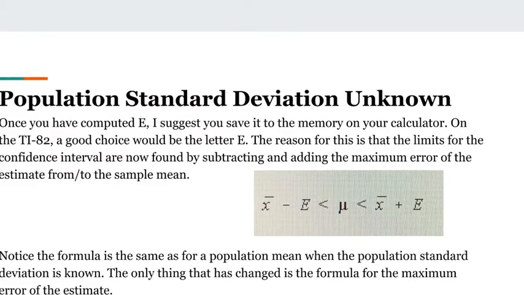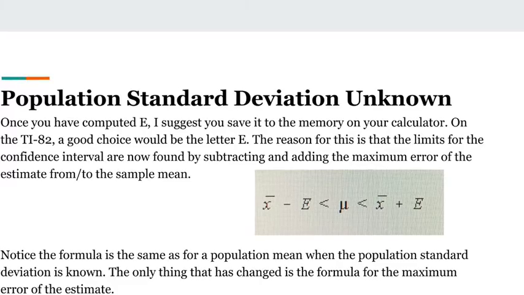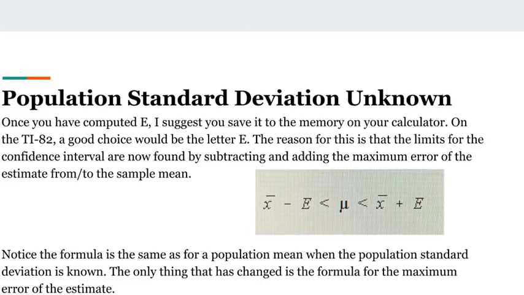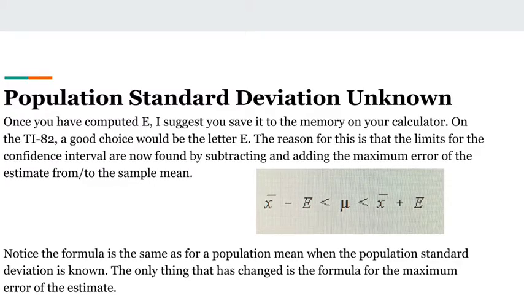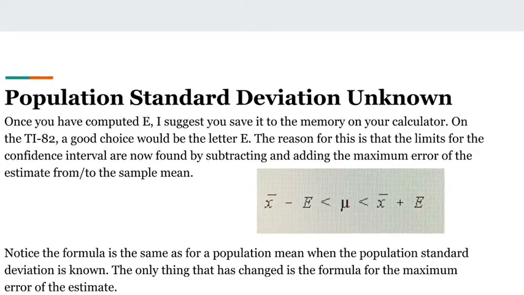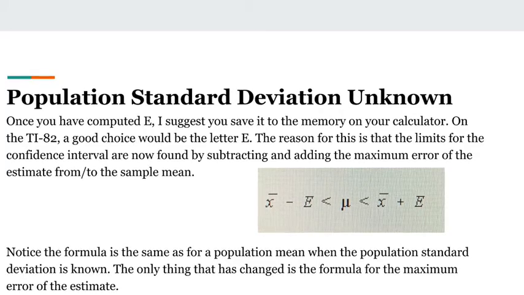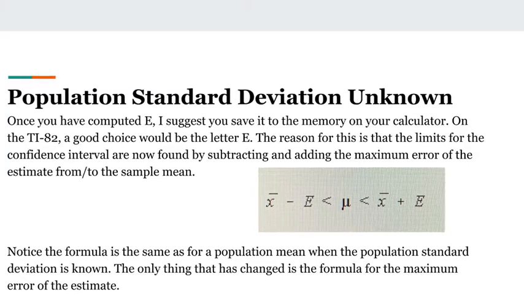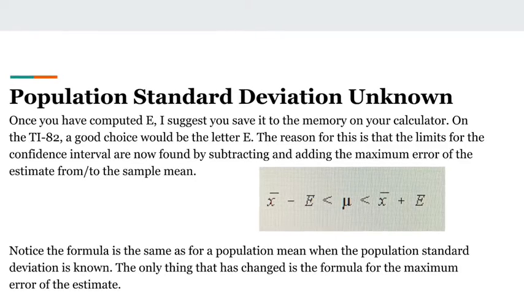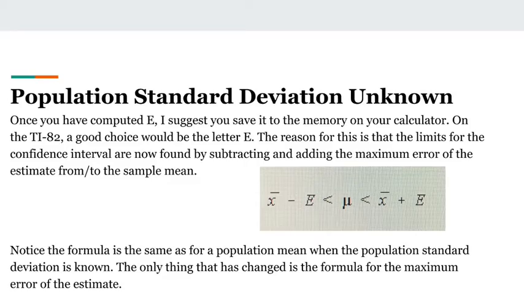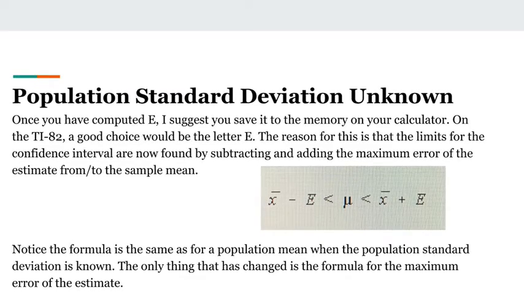The reason for this is that the limits for the confidence interval are now found by subtracting and adding the maximum error of the estimate from/to the sample mean. Notice the formula above is the same as for a population mean when the population standard deviation is known. The only thing that has changed is the formula for the maximum error of the estimate.